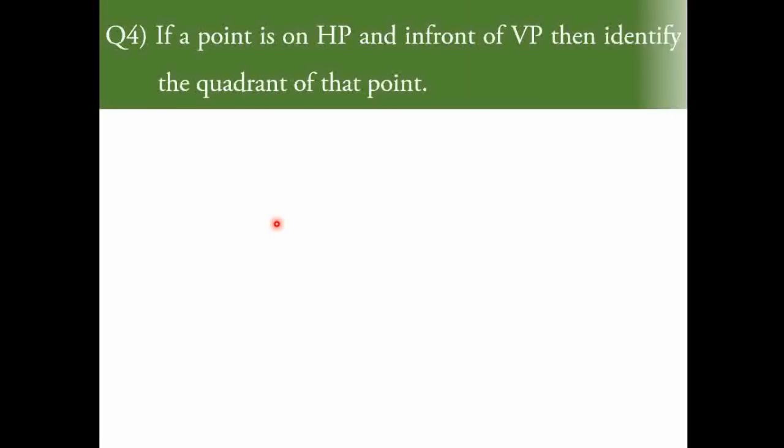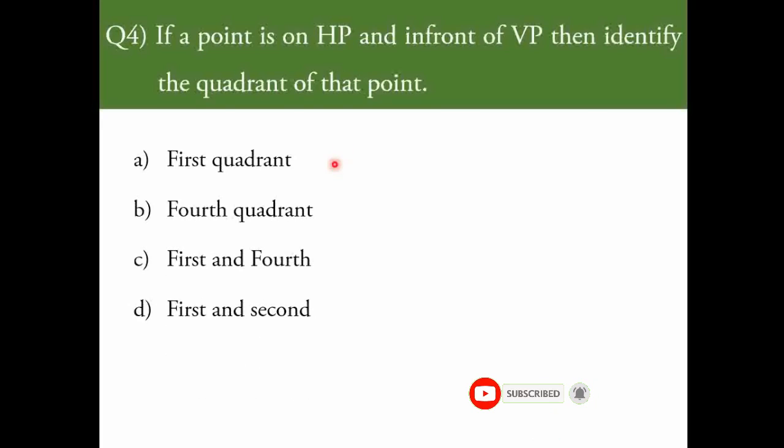Now the next question: if a point is on HP and in front of VP, then identify the quadrant of that point. Means in which quadrant that point is present. What is the condition? The point is on the HP, the horizontal plane, and in front of the vertical plane. Just have to look at the options. What are the options given? The point is present in the first quadrant, or the point is present in the fourth quadrant.